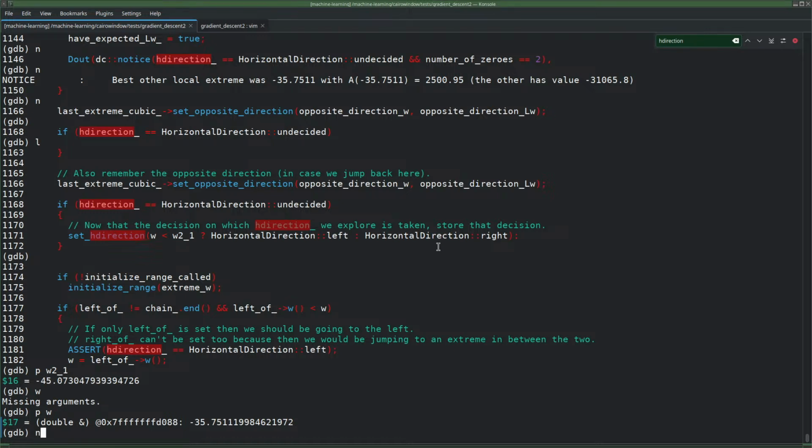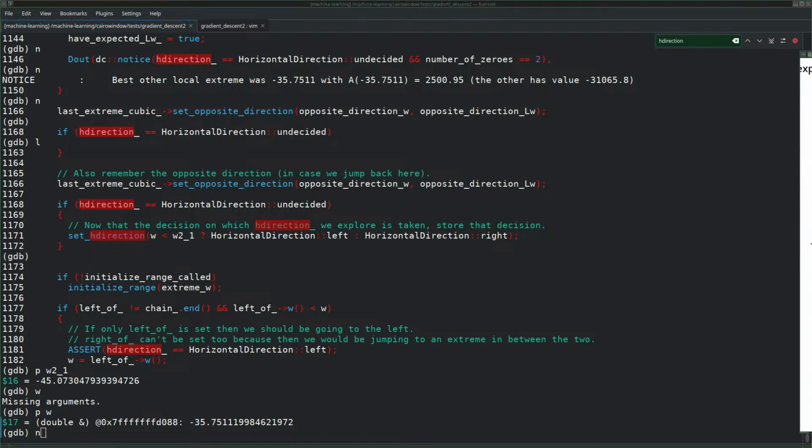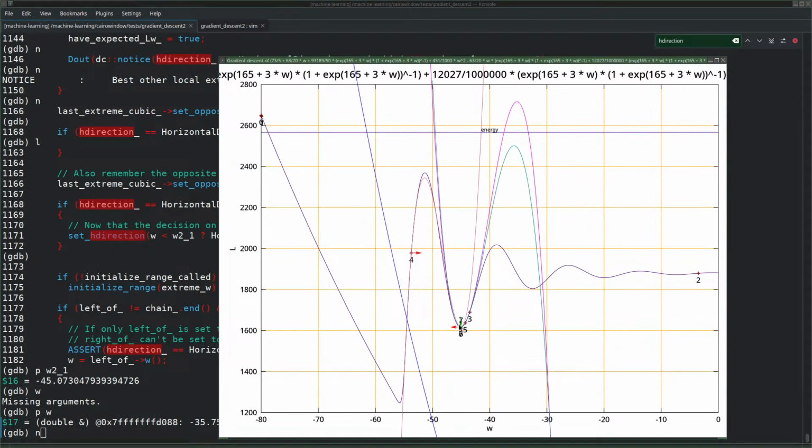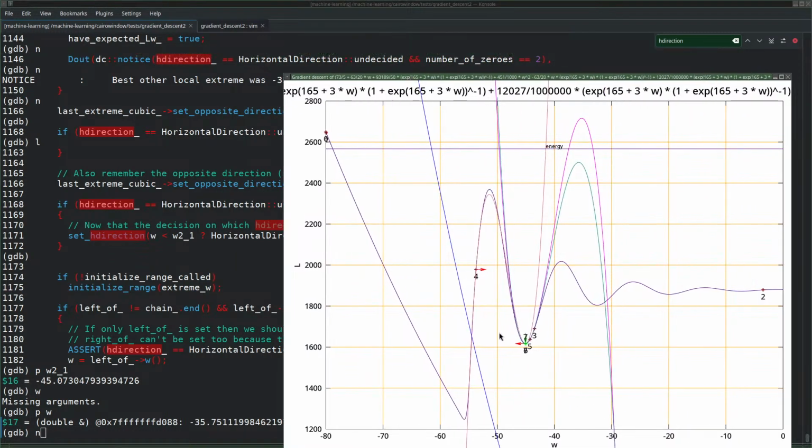So now H direction is set to the right. We're going to the right. We found this point. I don't care if I found this one or that one or even that one. We just find our first local extreme. And at that point, even though we have a super bad fit, the decision was made to go to the right, because now we're going to this maximum. And after that decision has been made, we want to set H direction. Now we're going to that direction, only that direction.